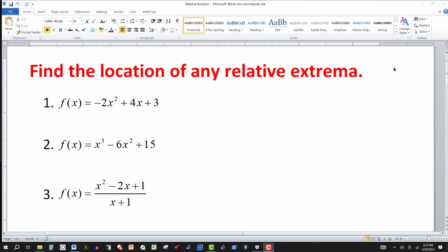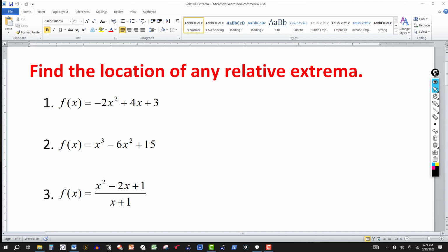In this video we have three problems and we're to find the location of any relative extrema. Now this refers to either a relative maximum or a relative minimum. You want to pause the video and try this? Go ahead, and then I'll be right back.